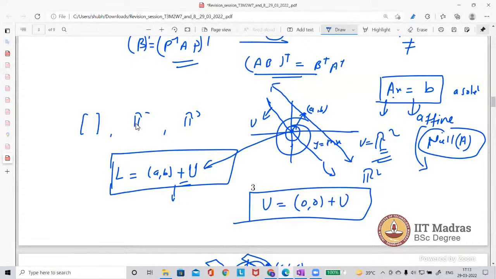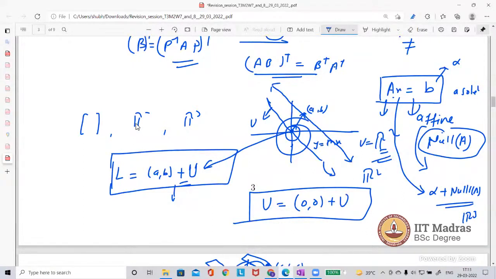Take a solution; I'm saying a solution exists. Let's say the solution is alpha. So the affine subspace will be alpha plus the null space of A. This is the affine subspace of R3 corresponding to this system of linear equations.